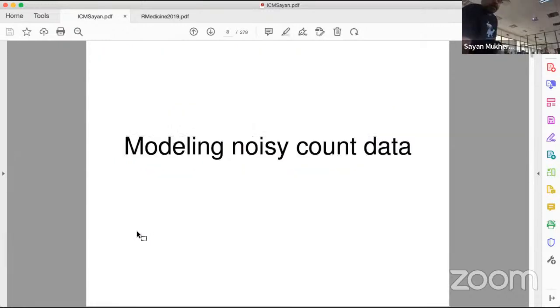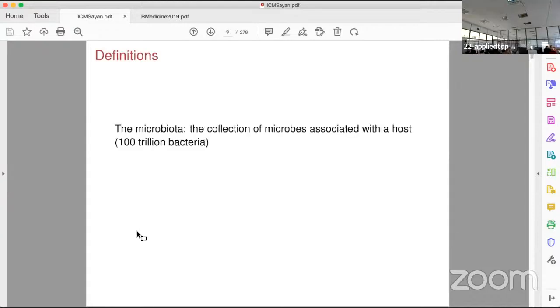Okay, so the first example I'm going to give you is not even TDA. It is modeling noisy count data. And I'm giving you this because it's a simple example of moving back and forth between a linear geometry and a nonlinear geometry. It's going to highlight the examples that I state later on that involve more sophisticated shapes.